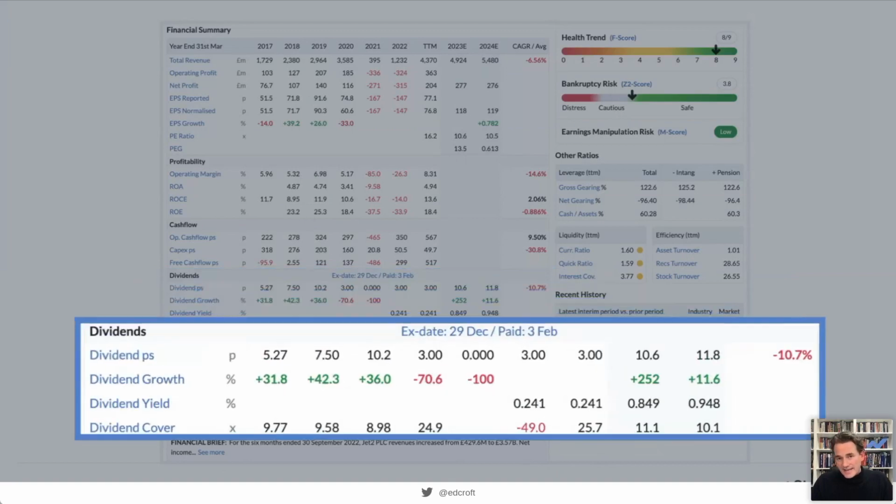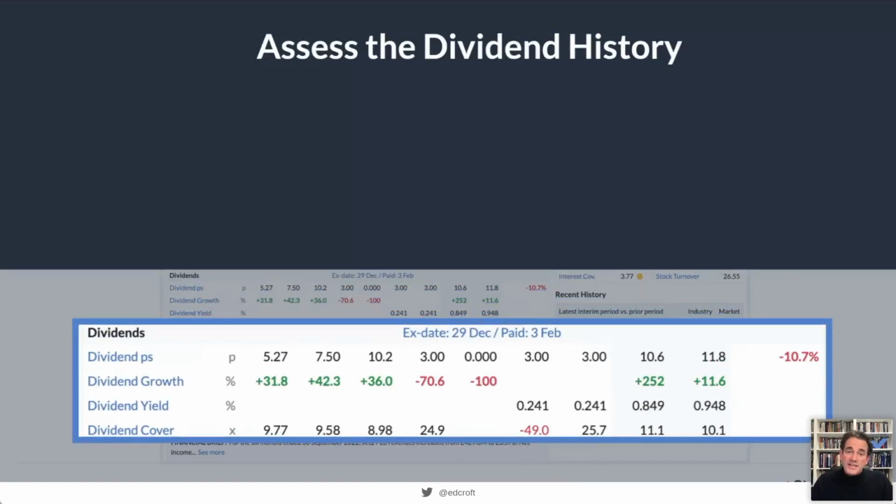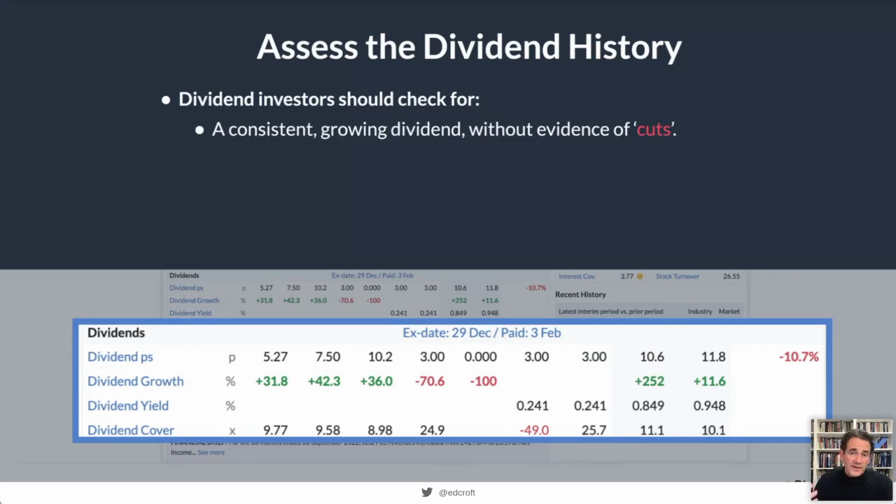Next up is dividends. So I will be choosing a dividend stock later to analyze, but this allows you to assess the dividend history. So you've got dividend per share, which is very, very important. And it's really good to look at consistently growing dividends. And you don't want to see evidence of cuts if you're a dividend investor. And as you can see for Jet2, it was growing its dividend 5, 7.5, 10, and then it cut, and it's gradually started clawing it back.